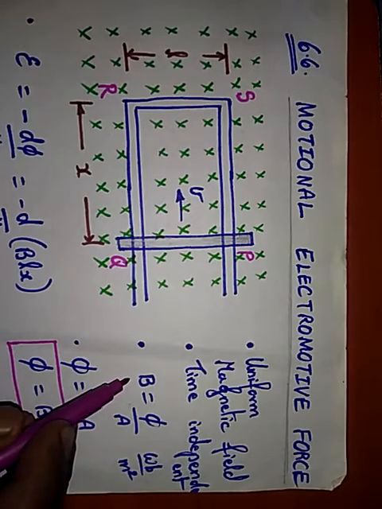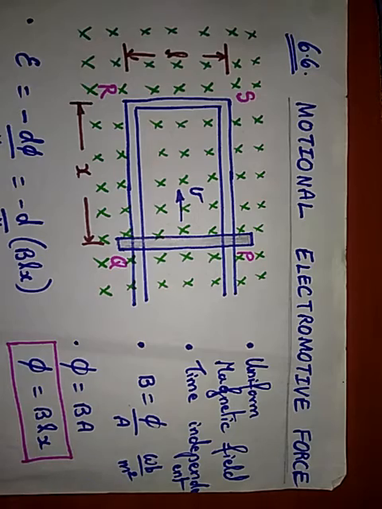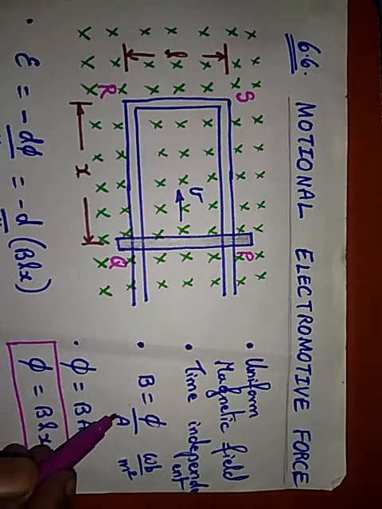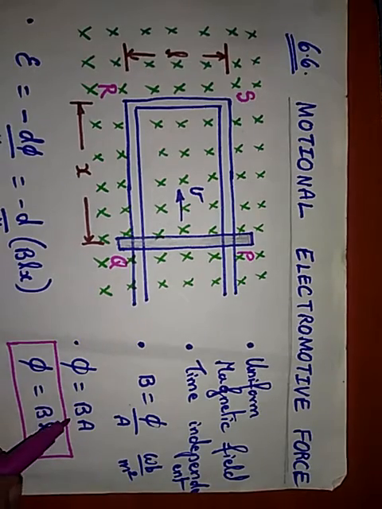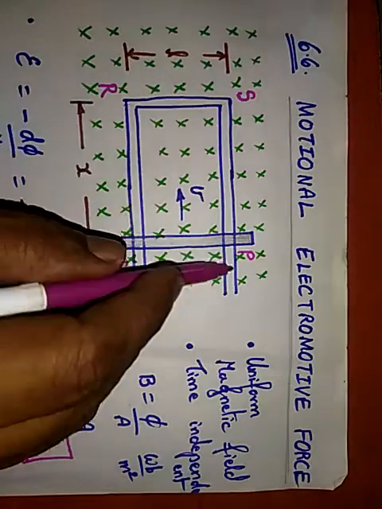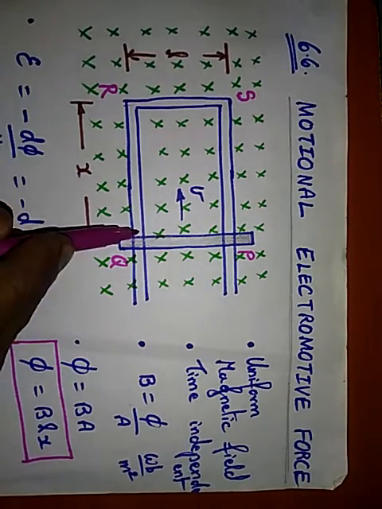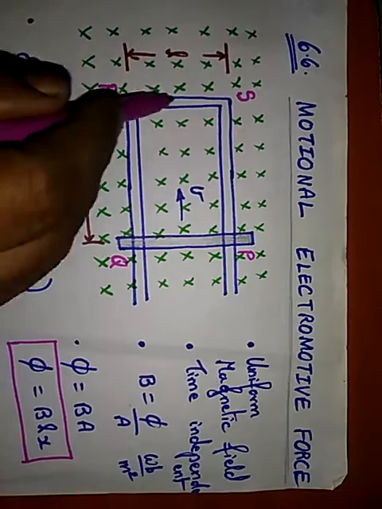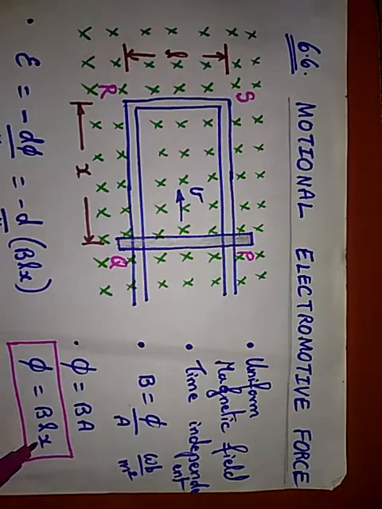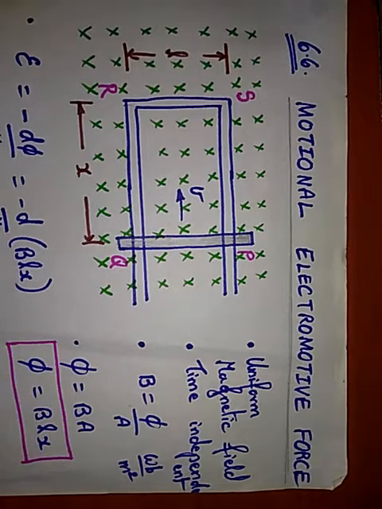We know the magnetic flux density is equal to phi by A, that is Webers per meter square. Therefore magnetic flux is equal to B into A, that is magnetic flux density into area. Now if you see the rectangular coil, the length is L and the breadth is X. Therefore the area of this rectangular conductor is L into X, so the magnetic flux phi is equal to BLX.